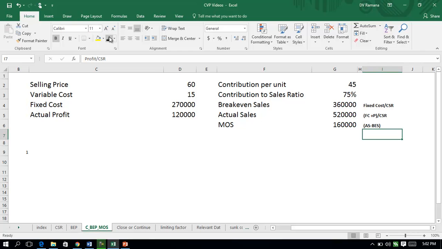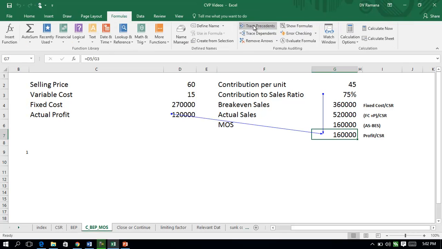But the margin of safety can also be calculated as profit by CSR. At this moment we made a profit of 120,000, and therefore in order to make this much profit, our margin of safety, that is the excess of sales over the break-even sales, is 160,000, which is profit divided by the CSR, which is 75%.